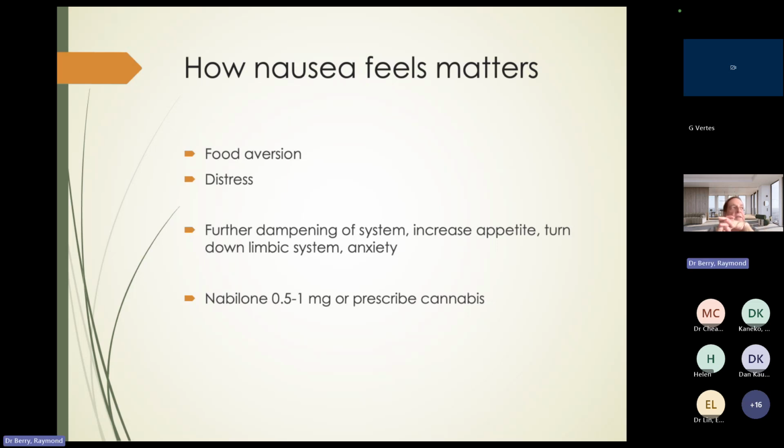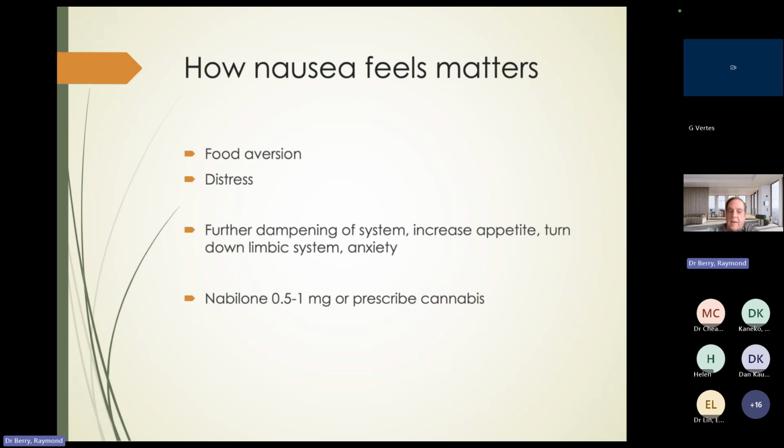Following up, this is a complex case where we added multiple things to control. Most don't require this at this stage. Most nausea would be settled, but in this case, he still felt generally unwell. Had a food aversion, we thought, but he wanted to have some food, so we thought, let's further dampen the system. What else can dampen the system? The cannabinoids can do this. It turns down limbic activity, decreases anxiety, and we prescribed nabilone. It was easy to get, and it was well tolerated by him.